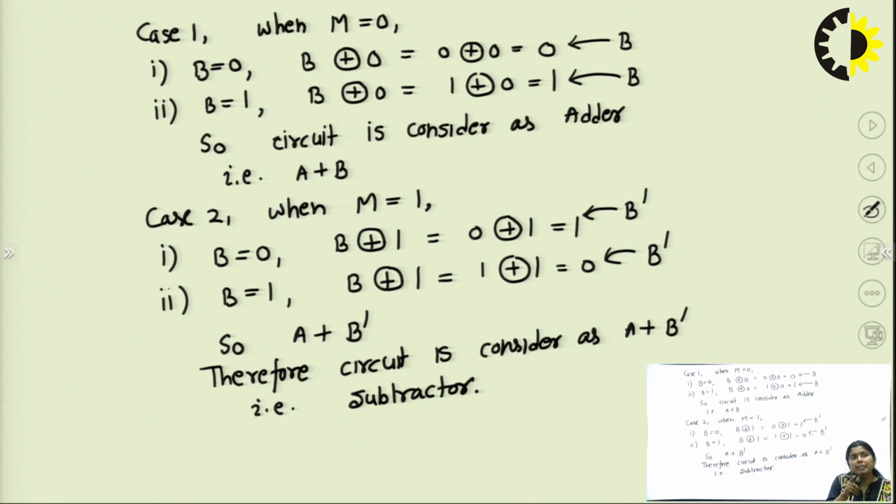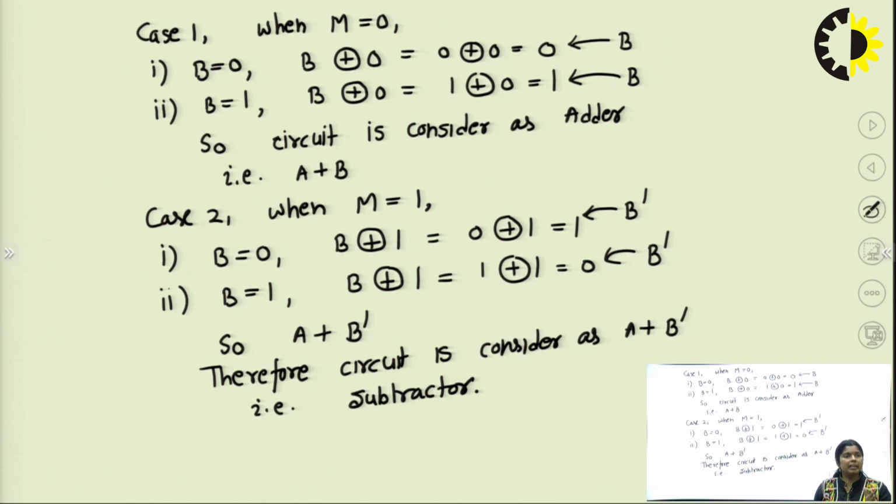Next, when B equals 1, then B XOR M is 1 XOR 0, because in this case we are considering M as 0. So 1 XOR 0 equals 1. So in case 1, when B equals 0 the resultant is 0, and when B equals 1 the resultant is 1. It means that when M equals 0, the B value will be considered as B. It means the circuit will be considered as A plus B.